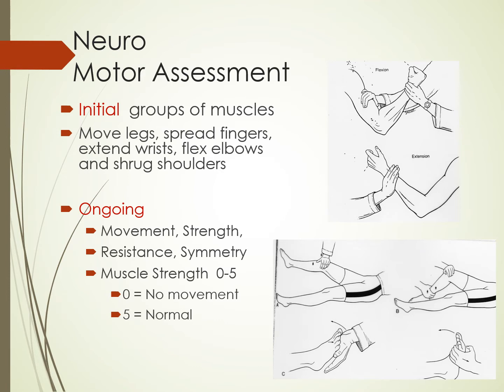Ongoing, I know you know this about movement and strength, resistance and symmetry. You can see the pictures over on the right, testing for flexion and extension, and also in the lower extremities, and with the feet, the dorsiflexion. Zero would be no movement, and 5, of course, being normal movement. And again, this is important when you think about trends: where's the patient's baseline, and is anything changing from that baseline?